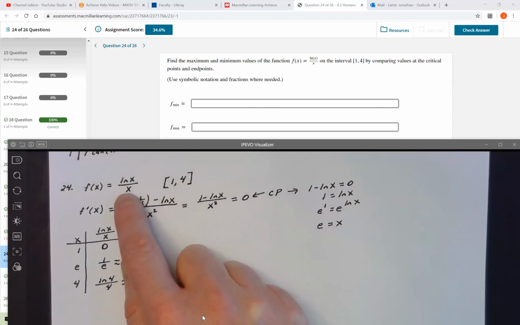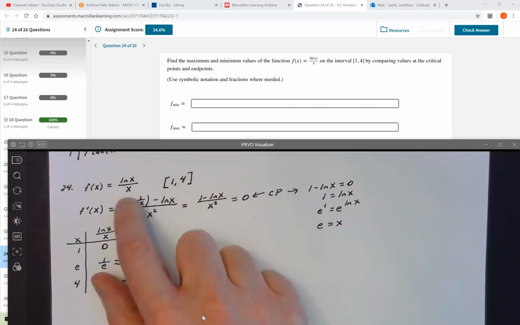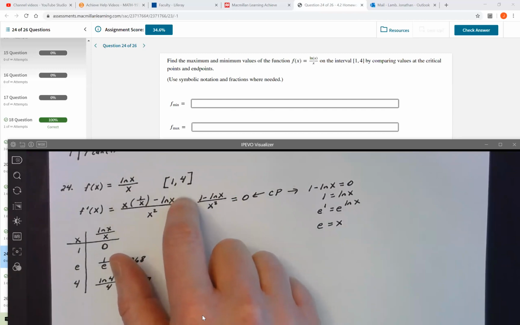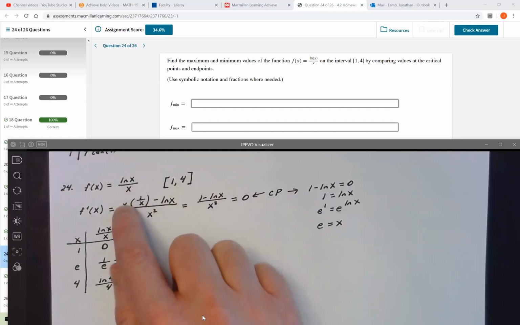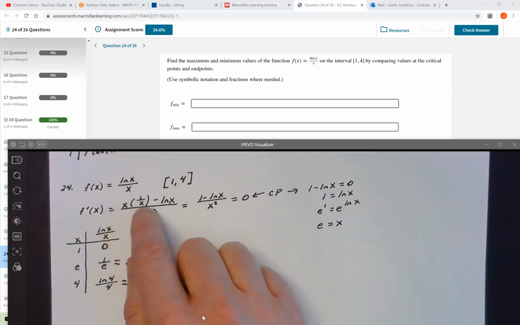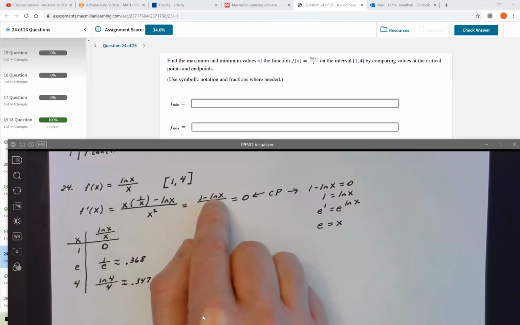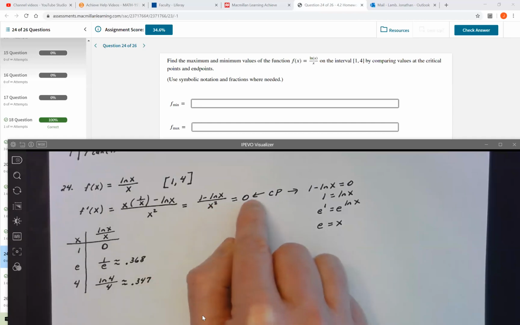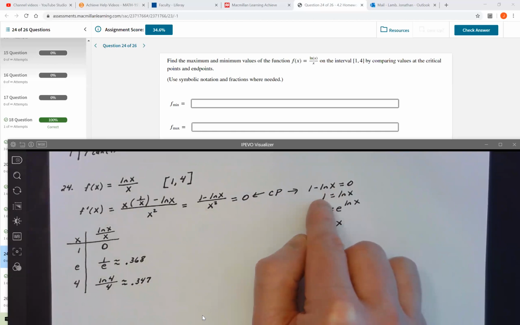I take my derivative, low d high minus high d low. Derivative of x was just 1, so I didn't bother to put it, all over the denominator squared. So now notice in that numerator, it's going to simplify. X times 1 over x is simply 1. I have 1 minus the natural log of x over x squared. Set that equal to 0. The only way a fraction can equal 0 is if the numerator of that fraction is equal to 0. So that gives me the natural log of x is equal to 1.